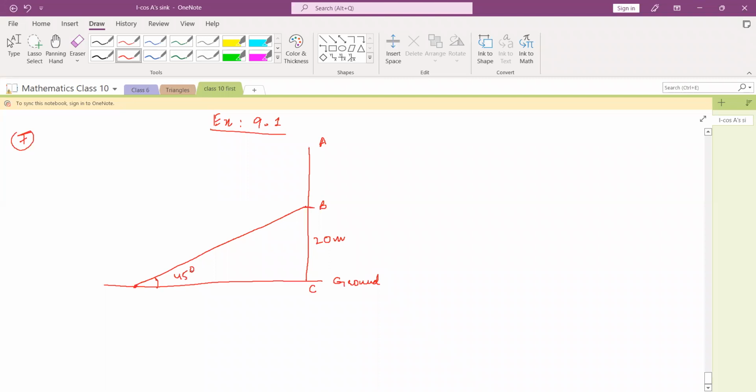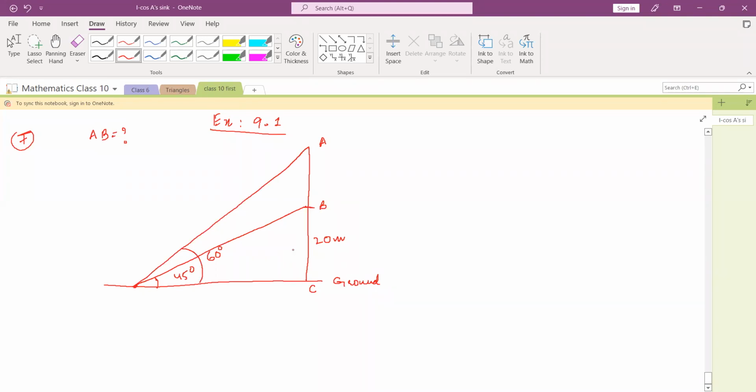Okay. And the top, so from the same point, if you are looking at the top of the tower, this is the top of the tower, so that this angle of elevation becomes 60 degrees. Find the height of the tower. So that means what you have to find? AB. Understood?